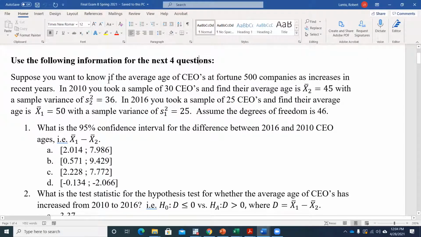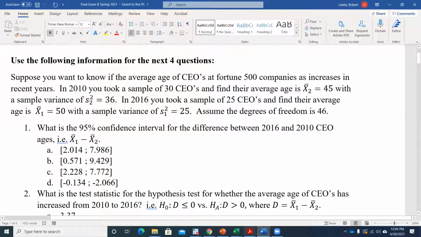So let's say we've got the average age of CEOs, and we want to know whether or not it's been increasing in recent years. In 2010, we had a sample of 30 CEOs. We have their sample average age, and we have the sample variance we found in 2010. Then in 2016, we looked at 25 CEOs, so that's our sample size. We find a sample mean age of 50 and a variance of 25. So this is one of those in which we have sample means. We're thinking about the difference in sample means, the difference between 2016 and 2010, where group 1 is 2016 and group 2 is 2010. So the newest years minus the oldest years.